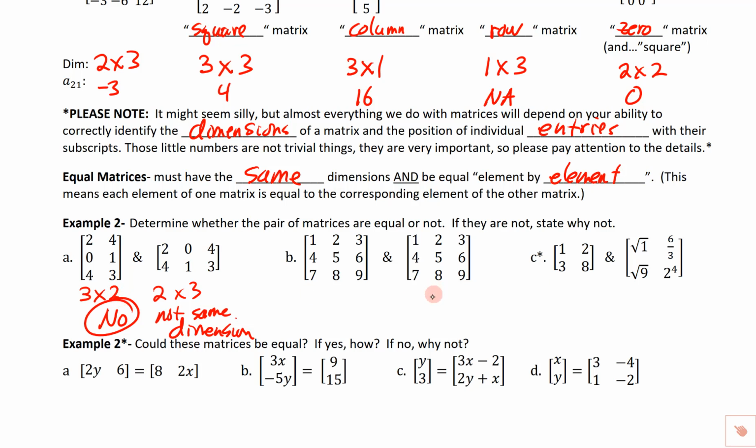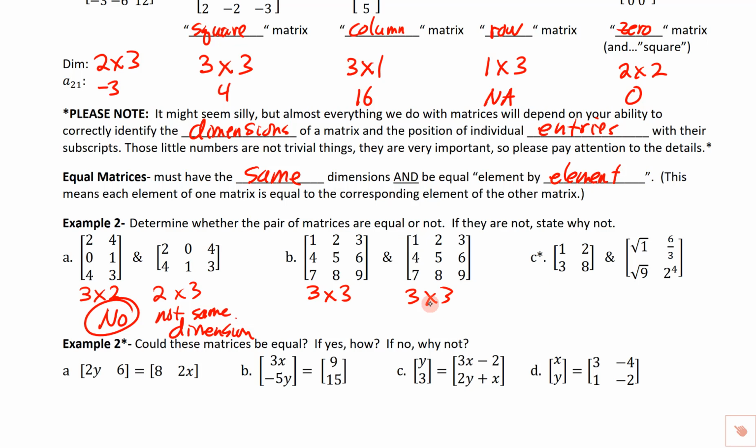So if we take a look at this next one here, again, we've got to check the dimensions first. So they've got to have the same dimensions, 1, 2, 3 rows by 1, 2, 3 columns. So this is a 3 by 3. Taking a look over here, you can kind of tell just by looking at that. 3 rows, 3 columns, so that's a 3 by 3. So that's not enough to say that they're equal because we've got to go through and check element by element.